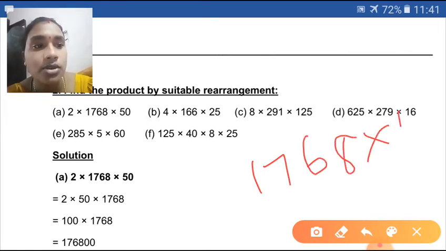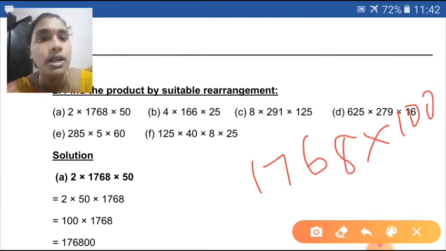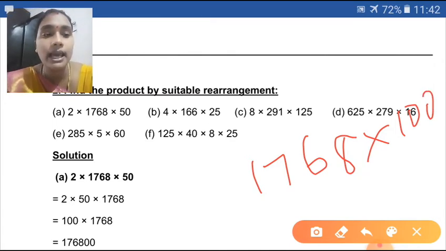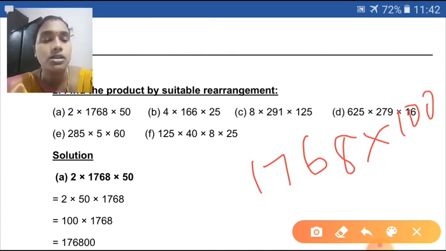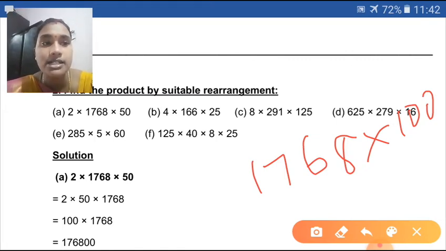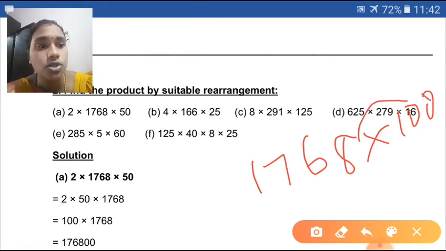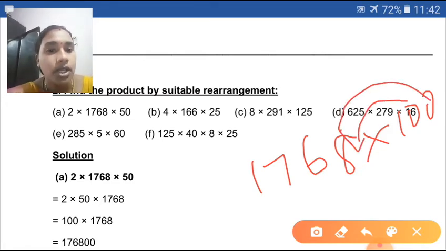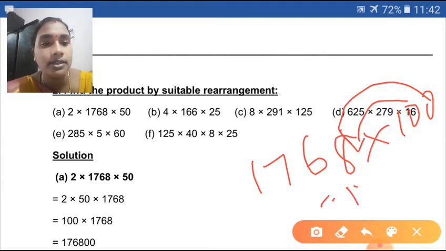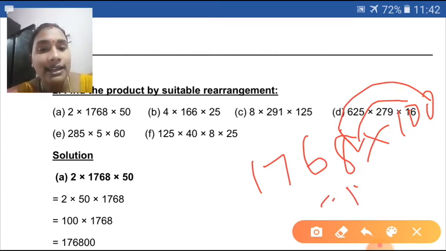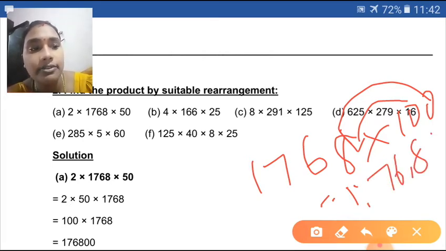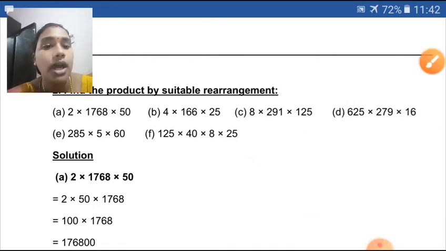Now 1768 into 100. In your lower classes, you would have seen how to multiply with numbers having zeros, that is thousands, hundreds, tens, etc. You just have to add the two zeros to the relevant number here. The answer will not become thousand, it will become lakh instead. 1,76,800 will be the answer. Did you know how to do this? It is very, very easy.